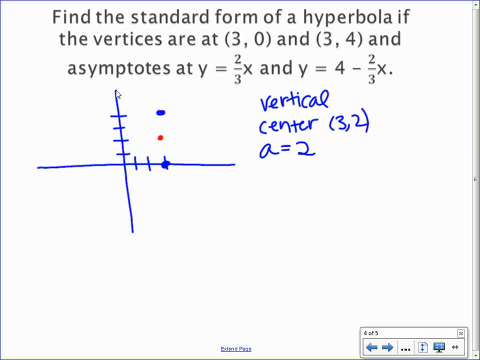Now, we know what our asymptotes are. So 2/3 x. Y-intercept is 0. We're going to go up 2 over 3. Oh, that's convenient. Up 2 over 3. There's 1. And then the other one, 4 minus 2/3 x. So we have a y-intercept of 4, down 2 over 3, down 2 over 3.